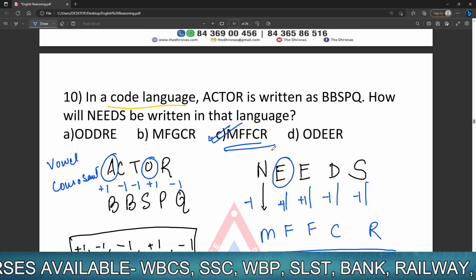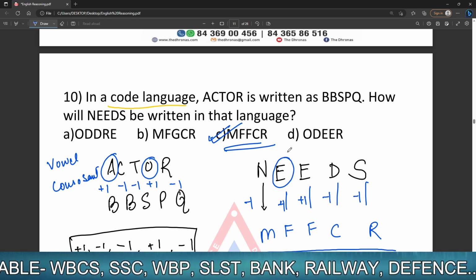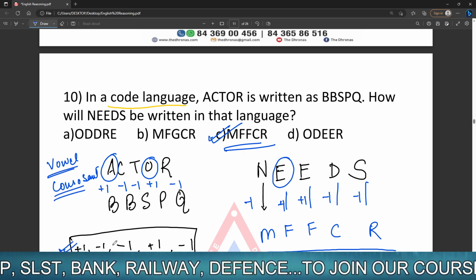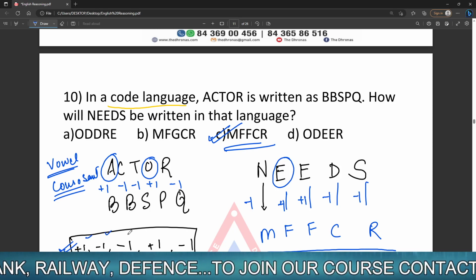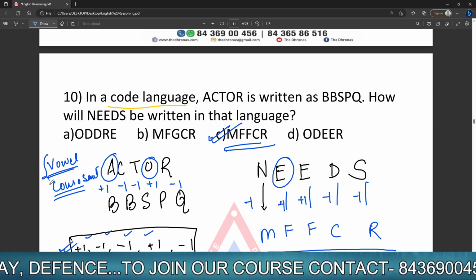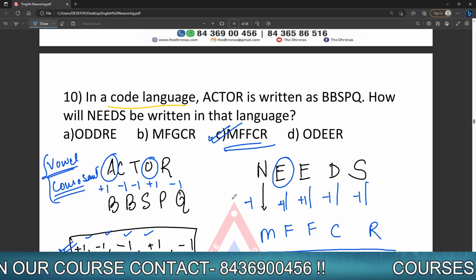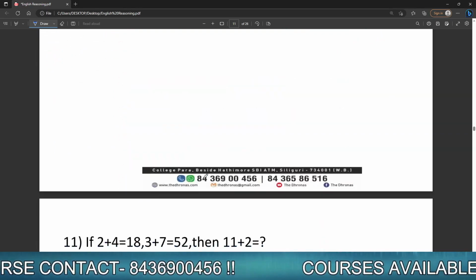See? So in the examination, you should also look at vowels and consonants, not just how it's going +1, -1. You should also look for vowels and consonants in the examination hall. Okay, let's go. Next question.